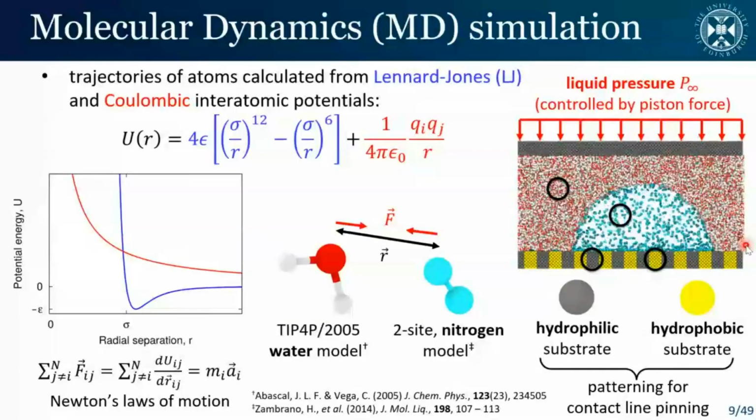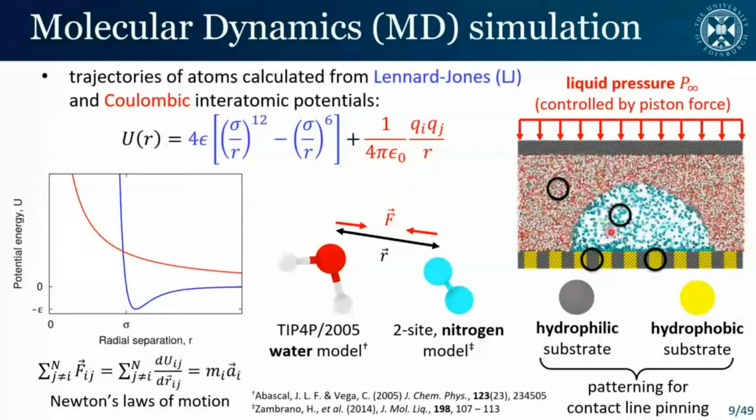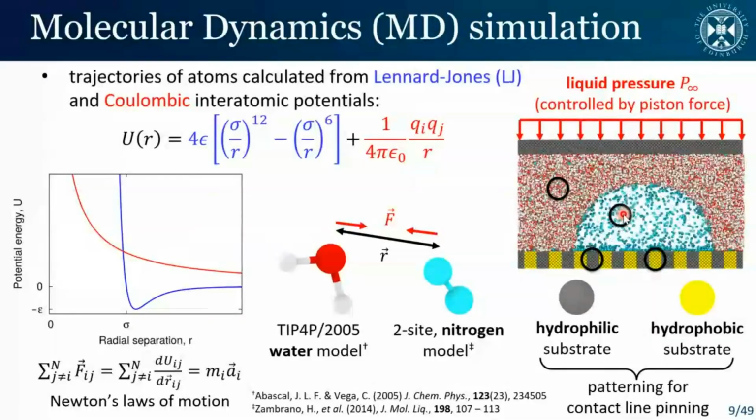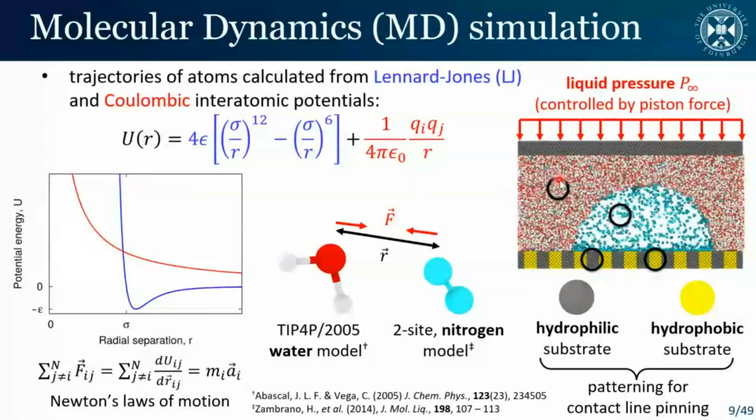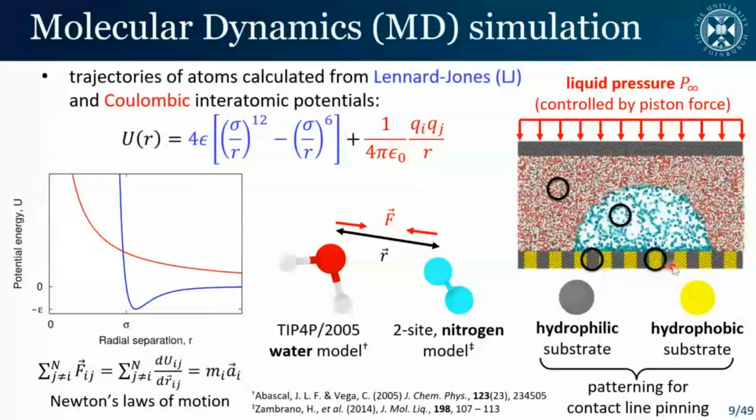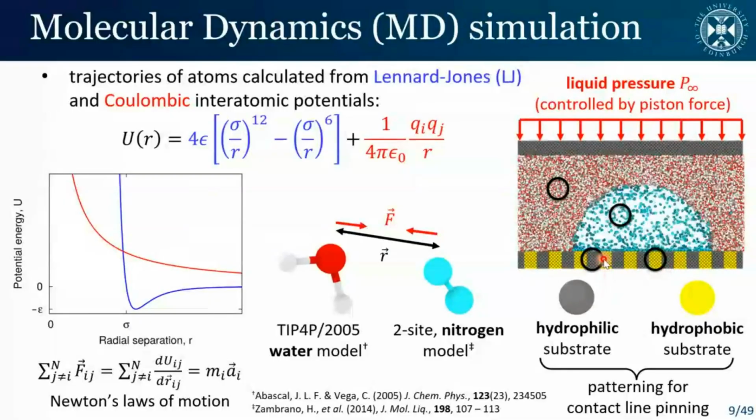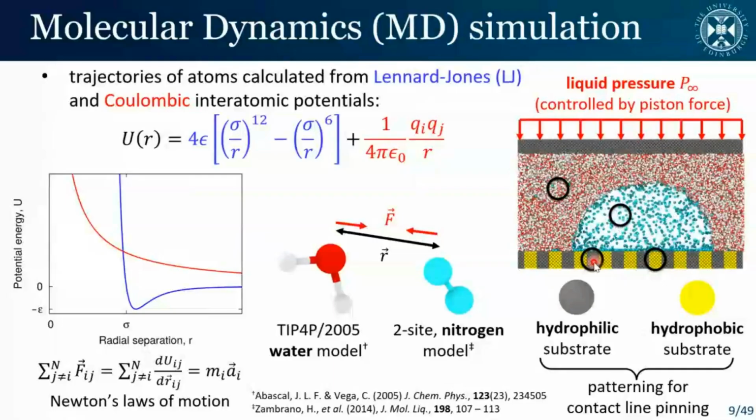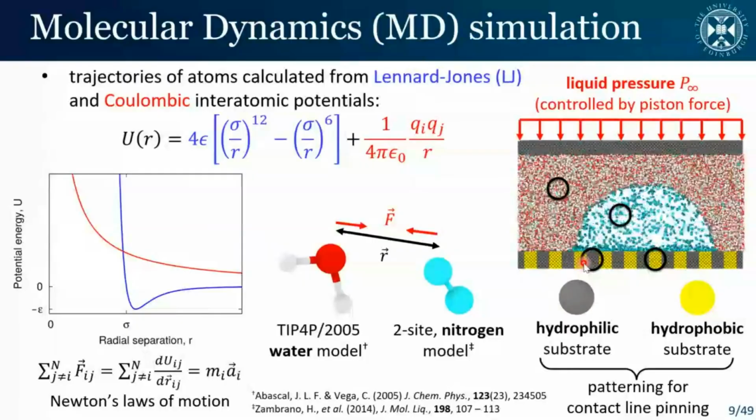So on the right here just shows a typical simulation that I have set up. We have our nanobubble on the surface, which is composed of a two-site nitrogen model gas phase, surrounded by this TIP4P 2005 liquid model, which captures Coulombic interactions. It's also pinned to this substrate. As you notice, it's got this gray and yellow patterning, which is a hydrophilic and hydrophobic substrate patterning, which allows for this contact line pinning, which is essential for their stability.